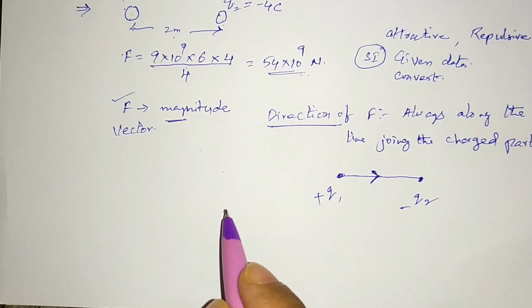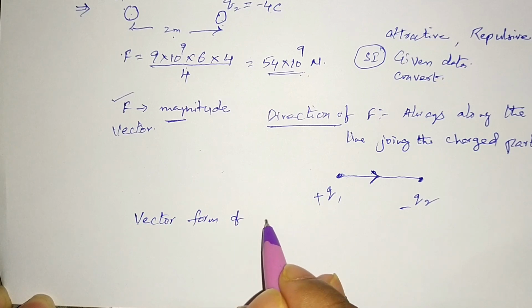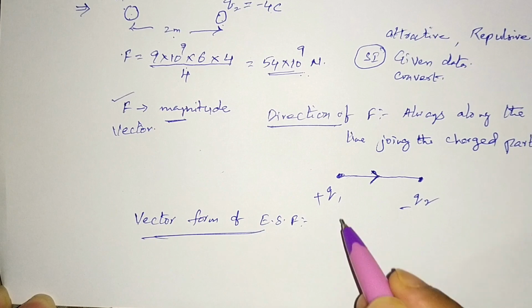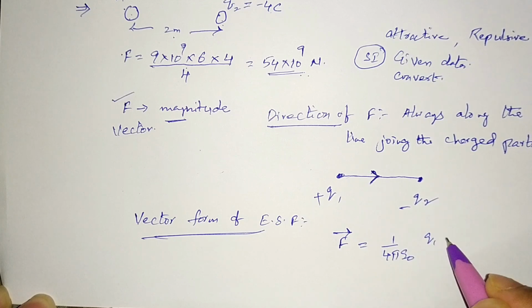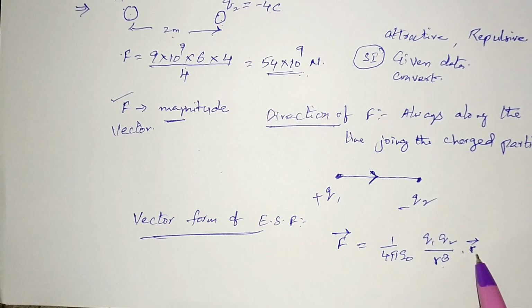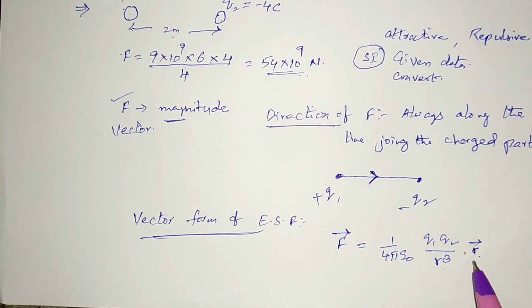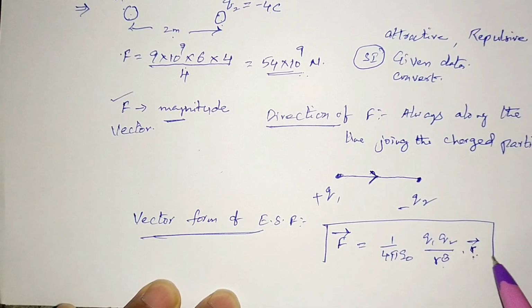Okay, so then what is the vector form of electrostatic force? It can be written as F is equal to 1 by 4 pi epsilon naught, q1 q2 by r cube, into r bar. Remember this, here it is r cube into r bar. What is this r bar, sir? R bar is the position vector of the force experiencing particle with respect to the force exerting particle. So this is the vector form of Coulomb's law.